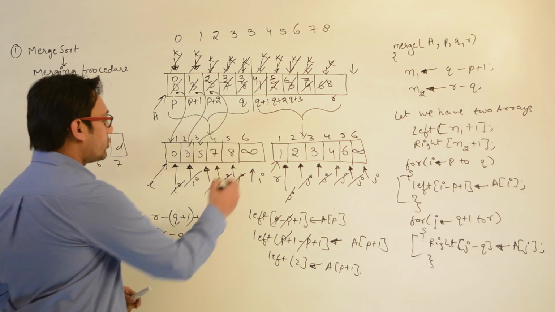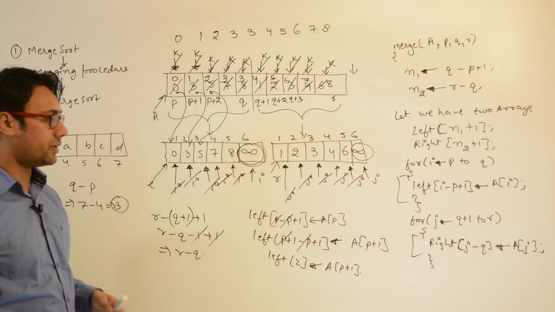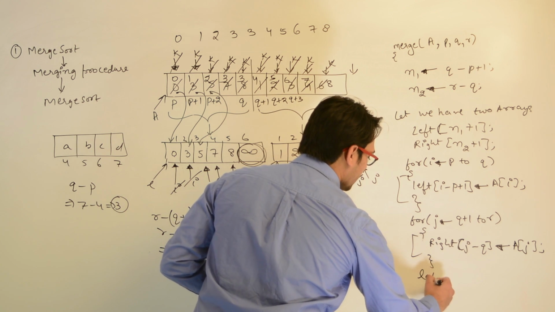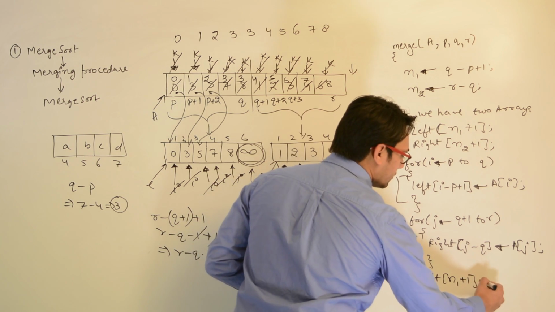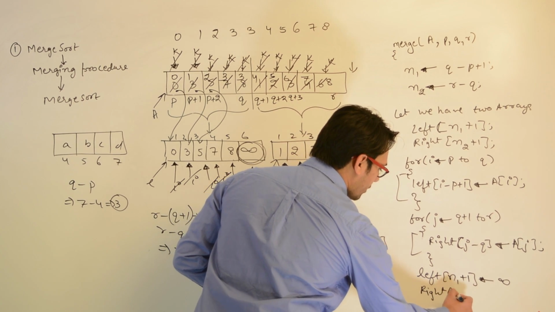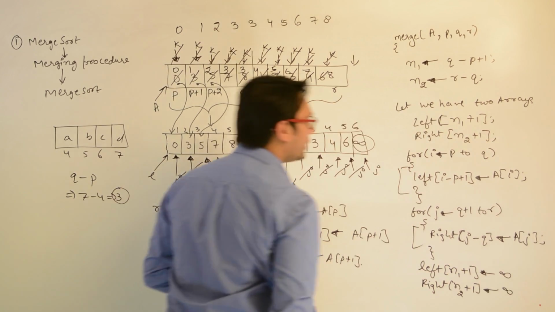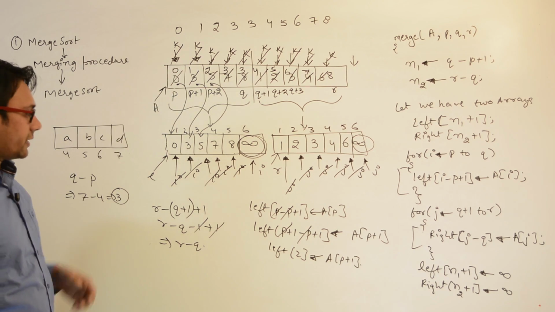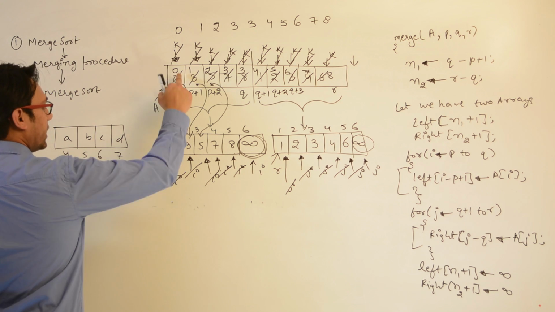But before that, you should know we have used some location which is storing infinity, that is a very big number. So, assume in the index location left of n1 plus 1, we are going to store a value which is very big, infinity. In the right of n2 plus 1, we are going to store a very big number which is infinity. Okay. Now, let us copy this data back to the original array. So, before this, let me just clear this up.